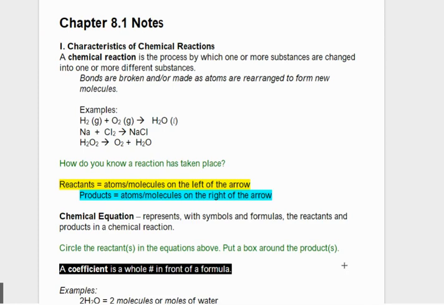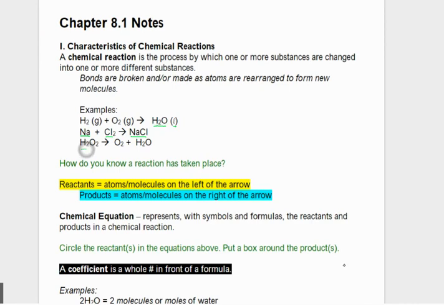We have hydrogen gas, that's H2, plus oxygen gas, O2, forming water in the liquid phase. That's what this L stands for. And we also have sodium, which would be a solid metal, plus chlorine gas, making sodium chloride, which is table salt. So the reactants on the left of the arrow end up looking and acting nothing like the products on the right side of the arrow.